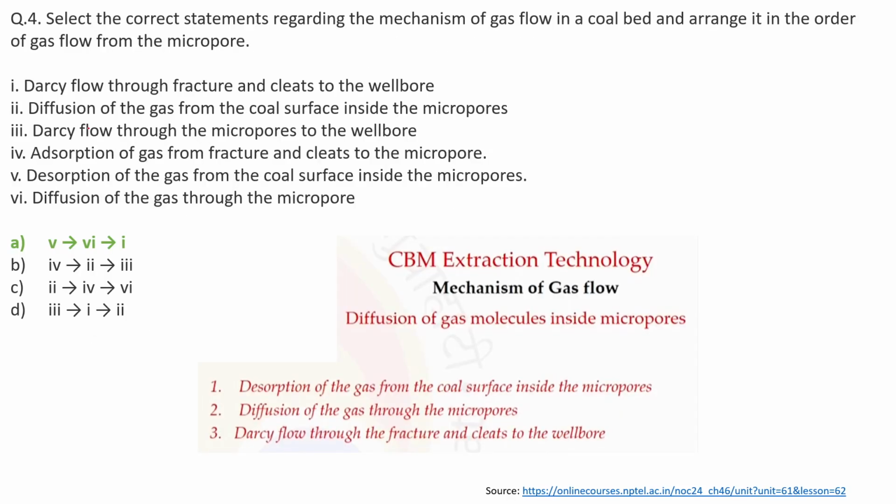So the CBM extraction technology involves a mechanism of gas flow and diffusion of gas molecules inside micropores. So it has these three steps in this order. First step is desorption of the gas from the pore surface inside the micropores. Second step, diffusion of the gas through the micropores. And third step is Darcy flow through the fractures and flow to the wellbore.